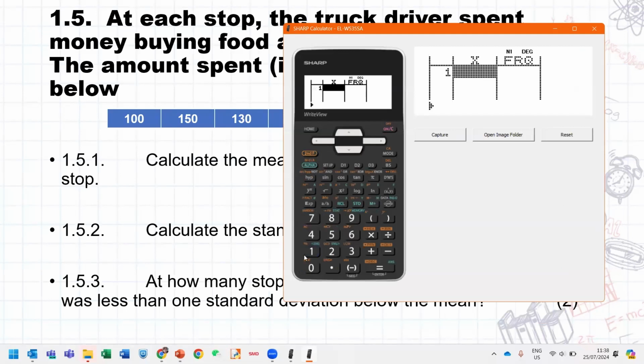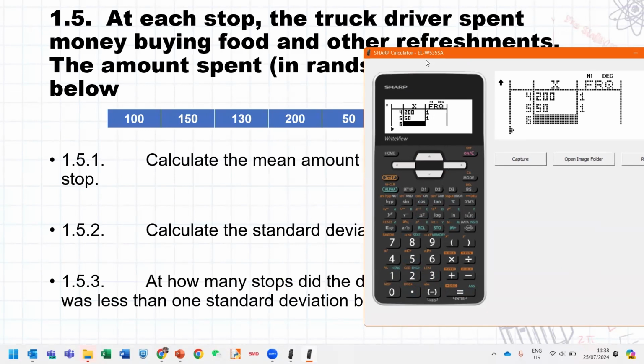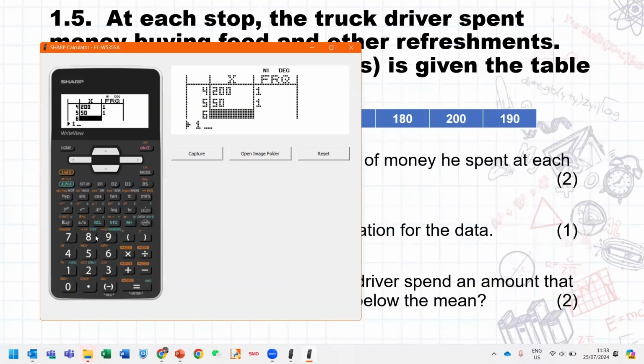Okay, so our first 3 values are 100 equals, 150 equals, and 130 equals. And then we've got 200 equals, whoopsie, see what I mean by making mistakes. 130 equals, 200 equals, 50 equals, and the other 3 are 180 equals, 200 equals, and 130, 90.